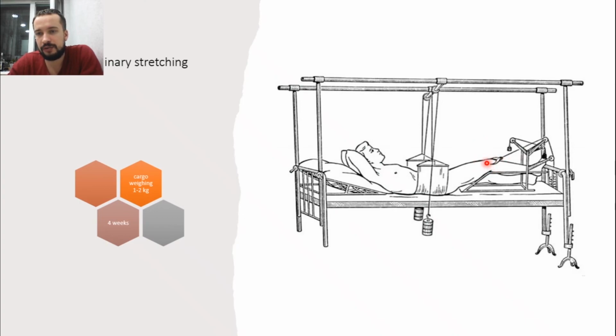There we see a special mechanism which pushes the leg on this vector, yeah, because there we have some kilograms, some weight, and the leg goes forward.